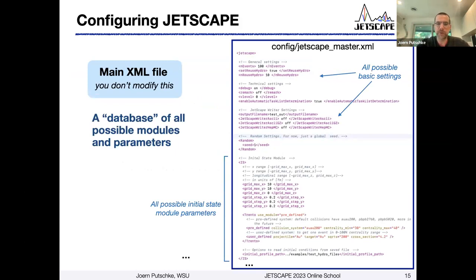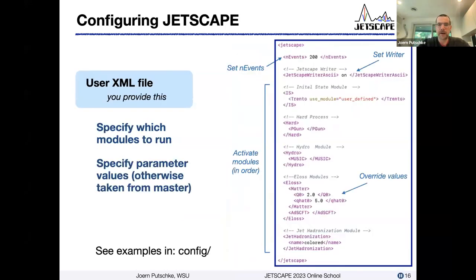So just to give you a feeling here. This is a little excerpt of the JETSCAPE XML main file. In older versions, it was called by an old name, but now it's the main file. And you can see here, for example, in the initial state module, you have default parameters set for grid sizes, collision sizes, profile paths, and so on. All of this is basically a database of all possible modules and parameters. So if you want to configure JETSCAPE to your needs and for specific settings, you provide a user XML file and you specify which modules you want to run.